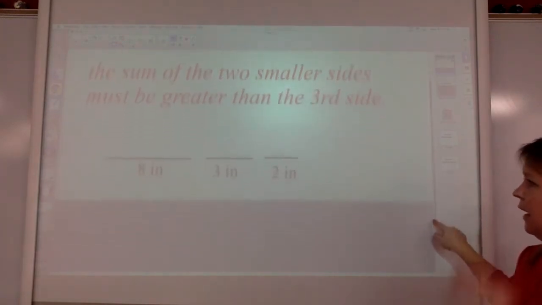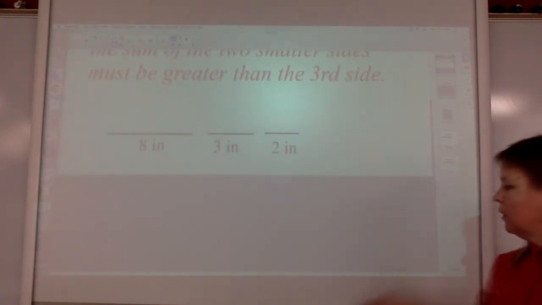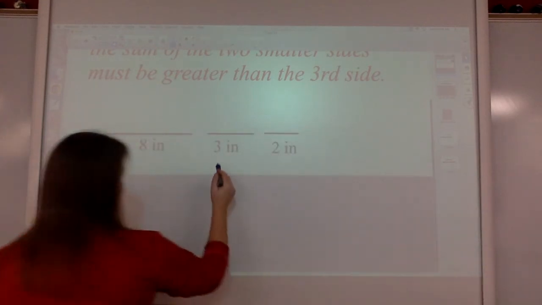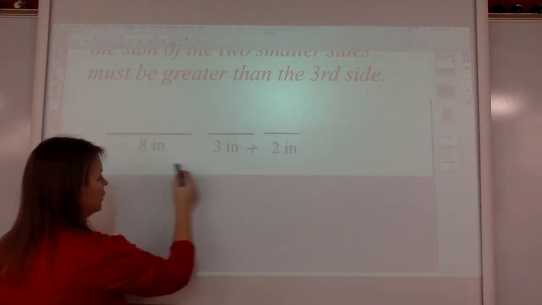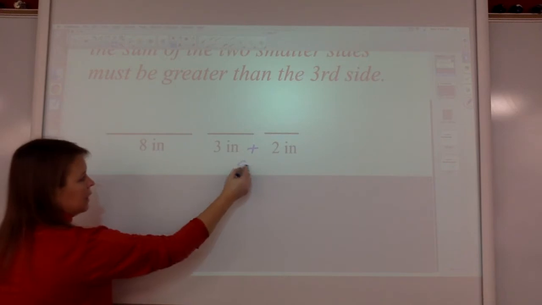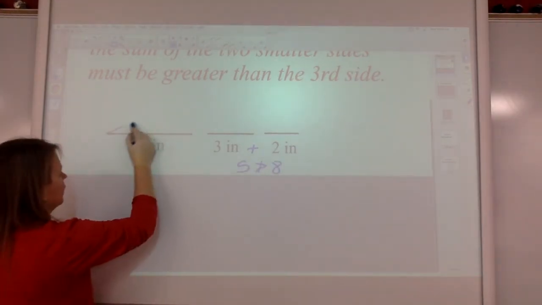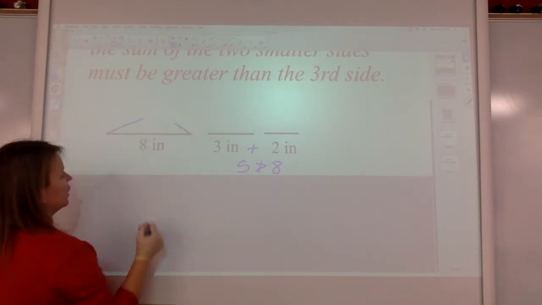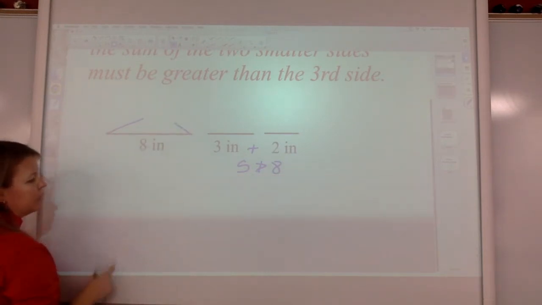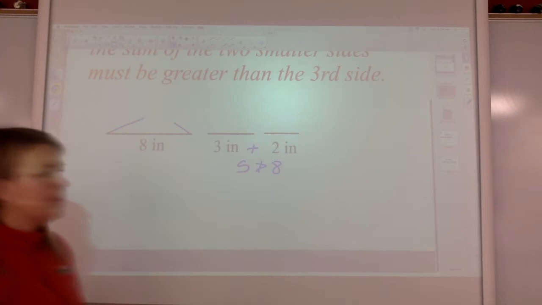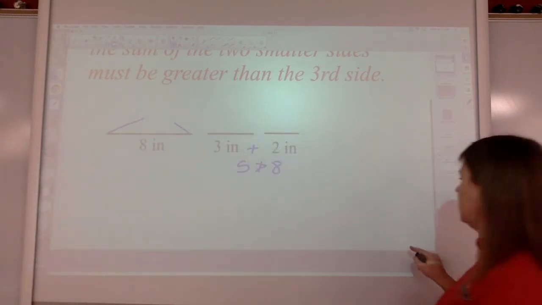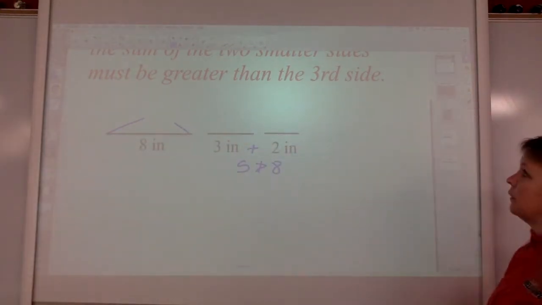So we'll ask, can 8 inches go with 3 inches and 2 inches? If you tried to put them together, of course you're going to add the two smaller numbers, because if you add the bigger number, it's not going to work. 5 is not bigger than the third side. If I put 3 inches here and 2 inches here, I'm not going to be able to make a full triangle. So be careful. You must check and see, is a triangle a triangle?